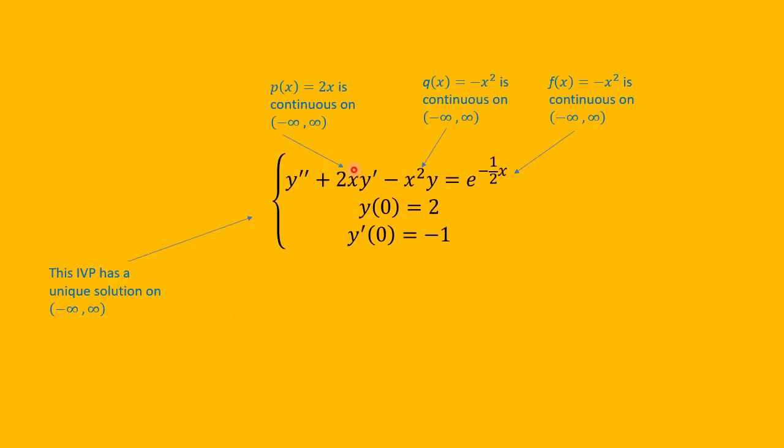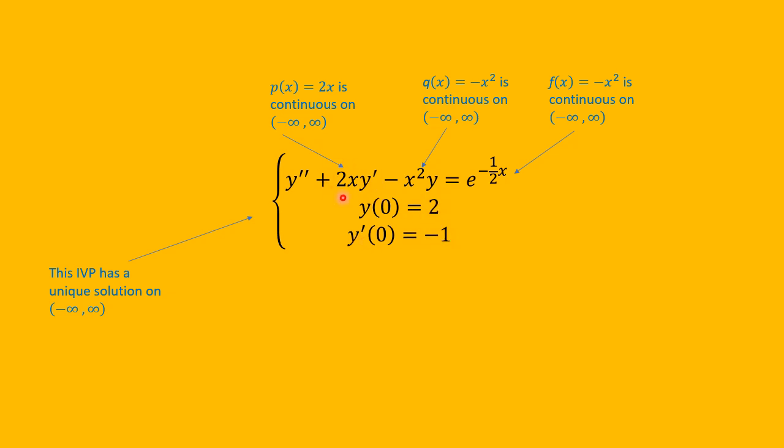Let's look at this initial value problem. This will be the problem we'll solve in this lesson. The differential equation y double prime plus 2x y prime minus x squared y equals e to the minus half x. Y of 0 is 2, y prime of 0 is minus 1.